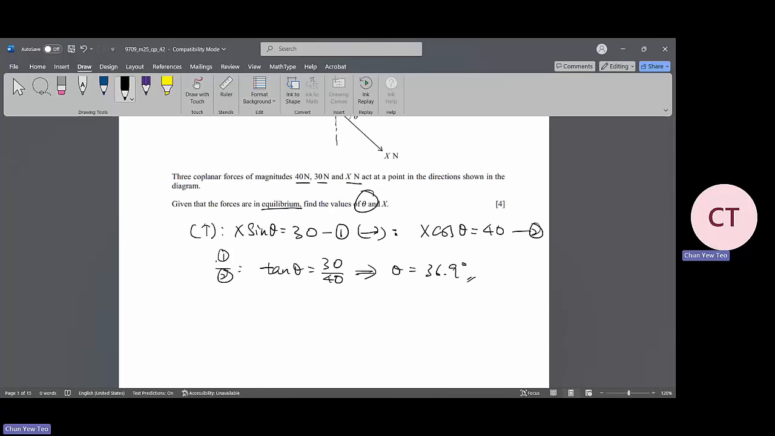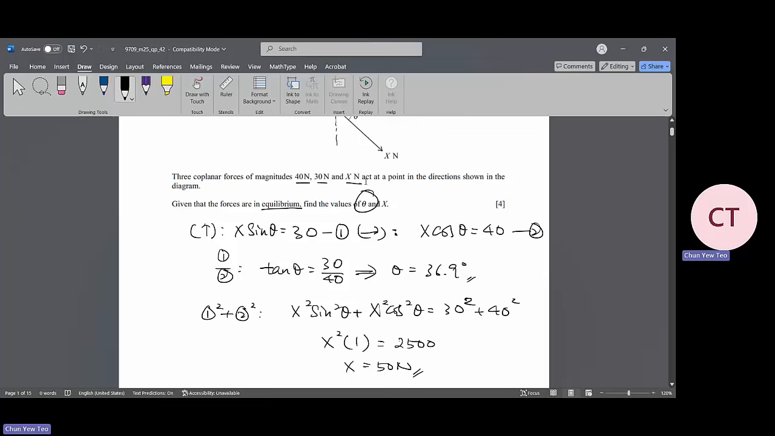We now need to find the x. To find the x, we can just take equation 1 squared plus equation 2 squared. So if you square equation 1 and square equation 2, you get x squared sine squared theta plus x squared cos squared theta, equal to 30 squared plus 40 squared. If you factorize it out, inside here is sine squared plus cos squared, which is 1. So you get x squared is 2,500. Square root it, you get 50 Newton. So this will be the answer for question number 1.